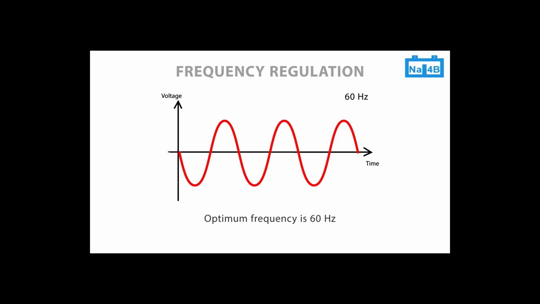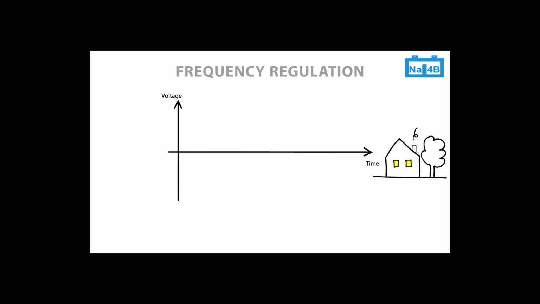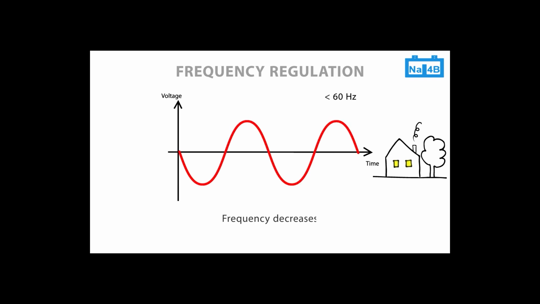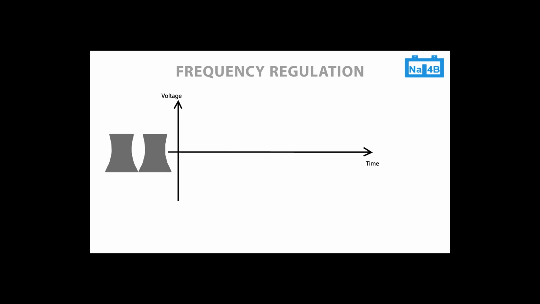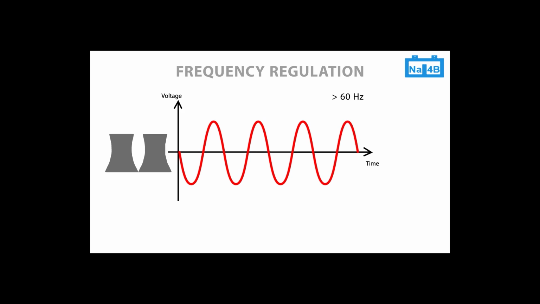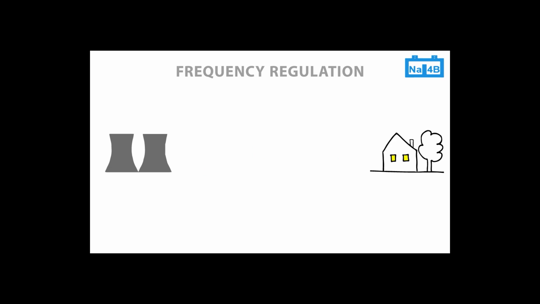To keep the frequency within tight tolerance bounds is not easy. If the energy demand is high, the frequency decreases to a value below 60 Hz, which puts stress on the grid. On the other hand, when too much energy is fed into the power grid, the frequency increases to a value bigger than 60 Hz, which again puts stress on the grid. To keep the grid stable, an implementation of frequency regulation is necessary.